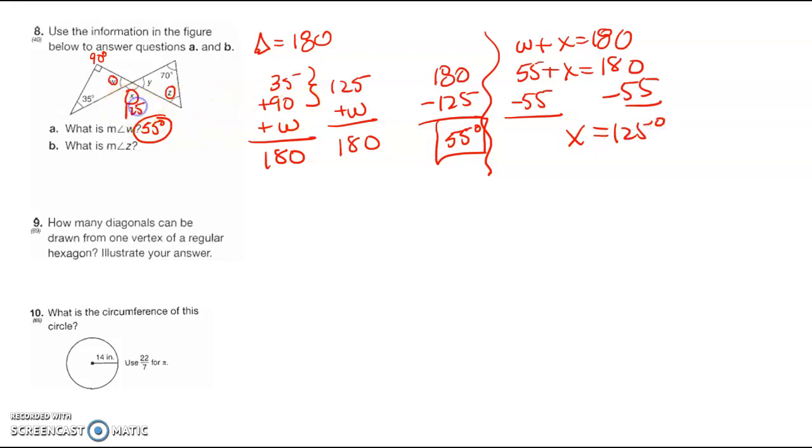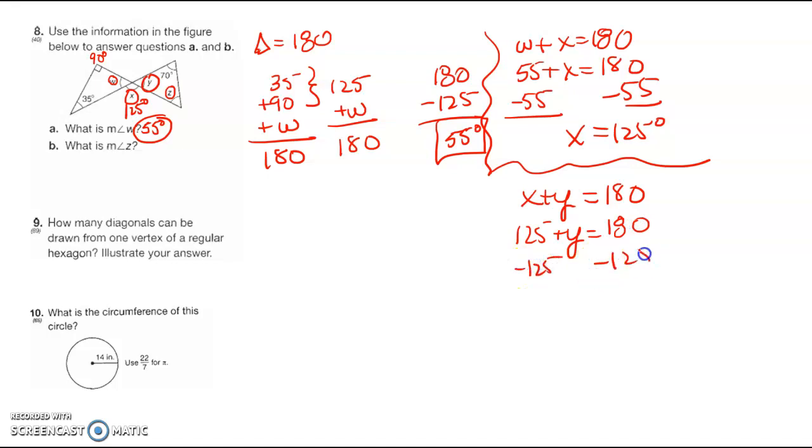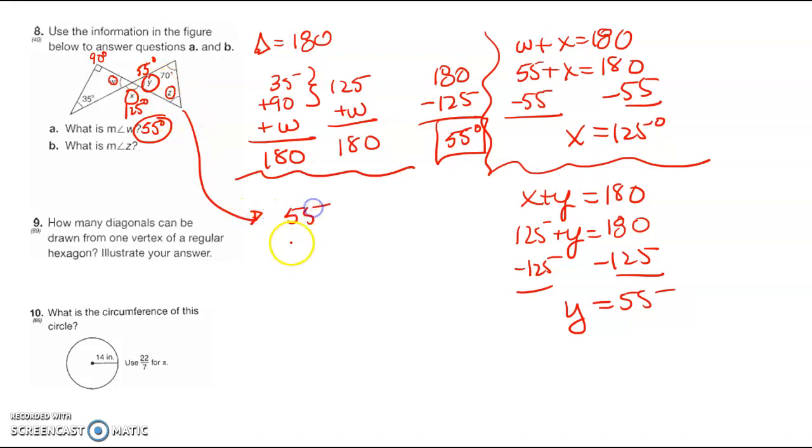So this is 125, which we don't need yet. Now we need to find Y, because we're trying to get to Z. I know that X plus Y is equal to 180 because it makes a line. X is 125 plus Y is equal to 180. Minus 125 minus 125. Y is equal to 55. Now I have everything I need to get Z. So from here, I have 55 plus 70 plus Z is equal to 180. So I'm going to add that. 55 plus 70. Try it again.